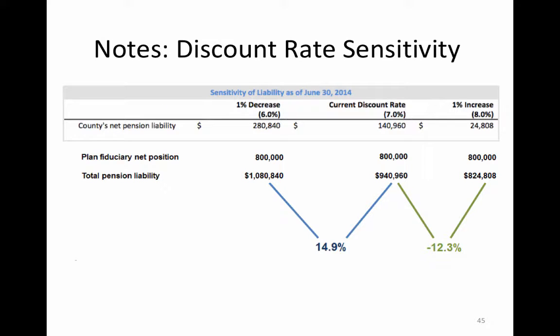So if you wanted to do that, it's relatively simple. Using the example before, all you have to do is add the fiduciary net position to the net pension liability in this disclosure, and it's going to be the same. It doesn't change because of the discount rate. So you add it to each, and that gives you the total pension liability, and then you can calculate the percentages there. And that's probably a more meaningful number for comparative purposes, I think, than the percentage change in the net pension liability.